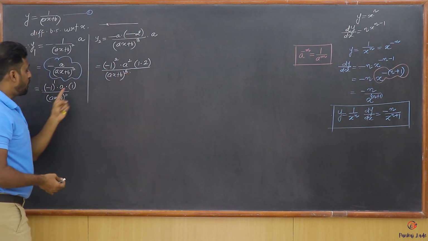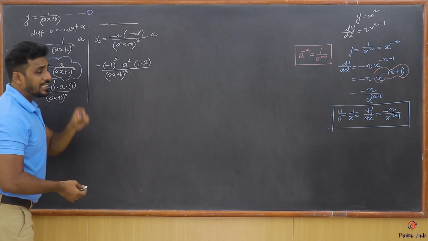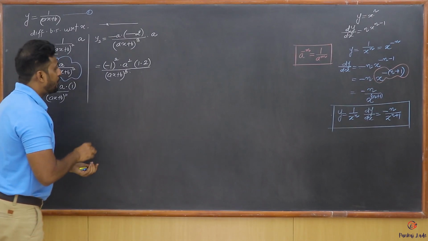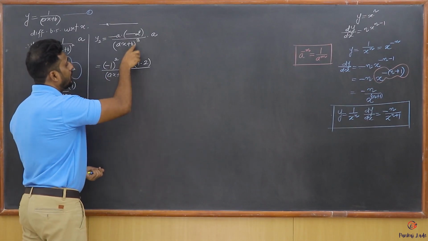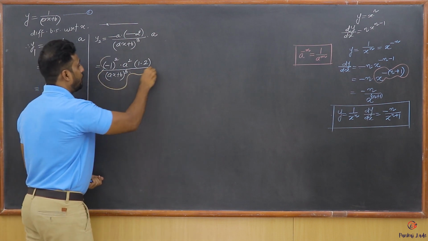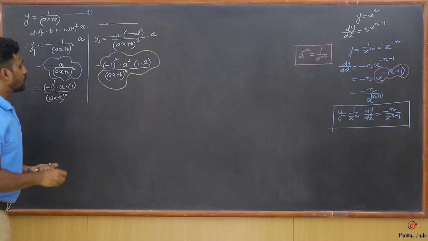Ax plus b whole cube, you have written here ax plus b whole square. Let's get one more derivative. Let's get y3 also. So here, instead of differentiating all these terms over here, you can keep this particular term and then differentiate this itself. Okay, so I'm going to differentiate this.